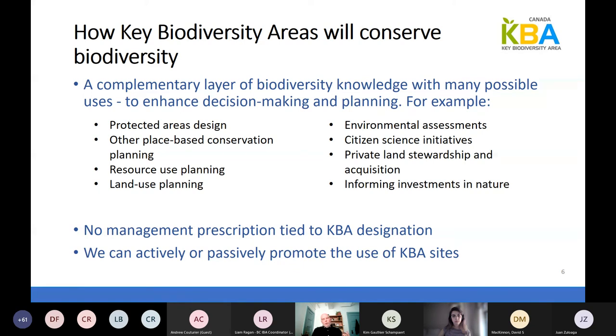One of the other things I think is important is we need to think about how actively or passively we want to be in promoting conservation within KBA sites. The identification and delineation is an important part of it, but we could just stop there and just see what happens, or we could actively engage and promote KBAs much more actively.